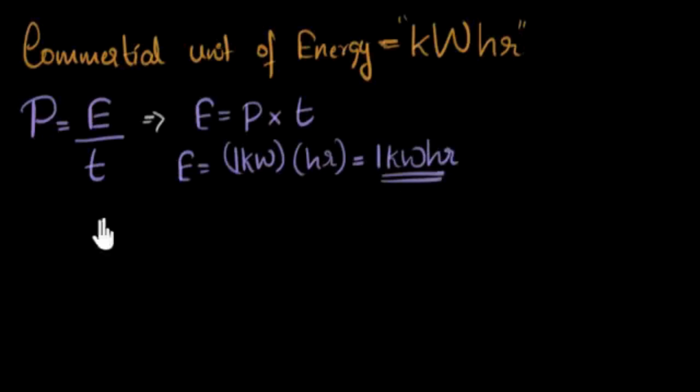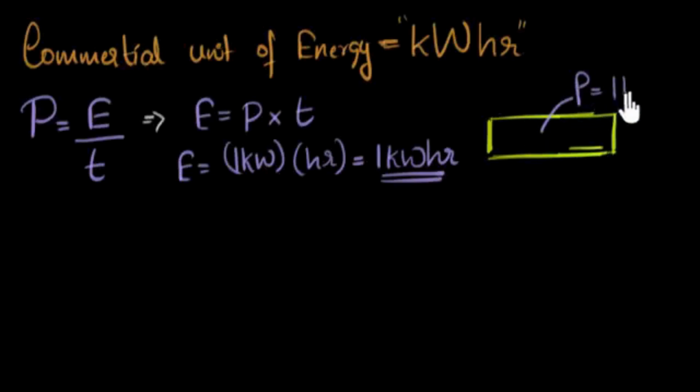Does that make sense? Let's take an example. Imagine we have an air conditioner. If the power rating of this air conditioner is 1 kilowatt, 1000 watt, and if this air conditioner is switched on for 1 hour, then the energy consumed by this air conditioner is 1 kilowatt hour. And so our electric companies just call it 1 unit. So whenever they say unit, they mean kilowatt hour.